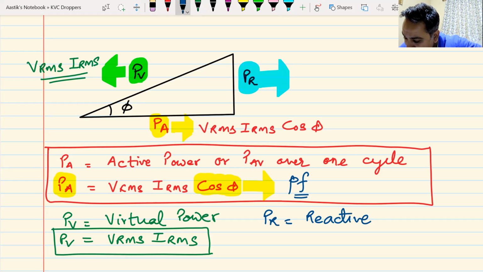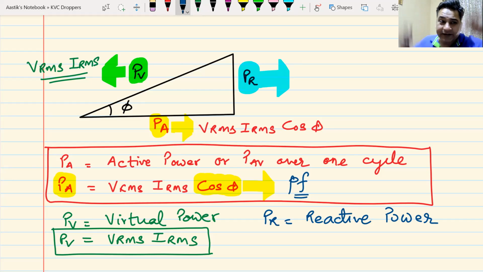Reactive power is the power which is not used. It is taken, but it is also given back. The circuit takes it, but it gives it back. I don't want it, keep it. This reactive power comes from reactance.